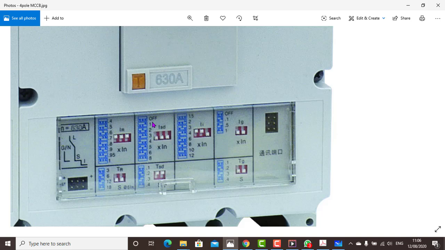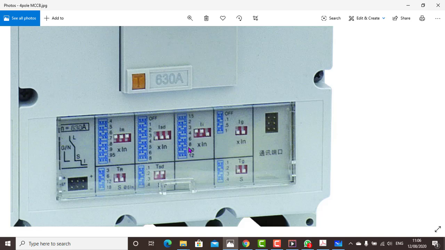Okay, look at short. If you go up, all up is off, not useful, but here is all down. So that is 8, right? So 8 times 630, that is 5040 amps. So that is the long. Now the time for the short circuit current is all up. All up is 0.1 second. Because the fault is high, the time should be short. The higher the fault, the lesser the time. The lesser the fault, the higher the time.